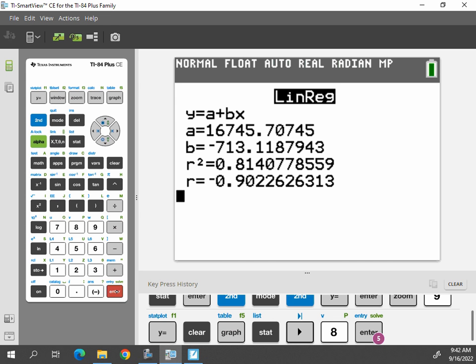We'll talk about R squared another day. And then we get A and B. If you look at the top here, you get y equals A plus bx. So it's giving you A, the constant, and B, the slope of a line that we could put into our calculator.